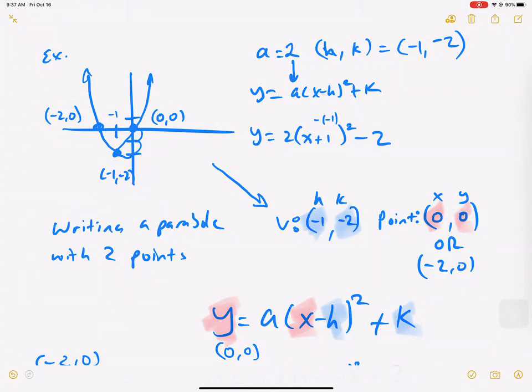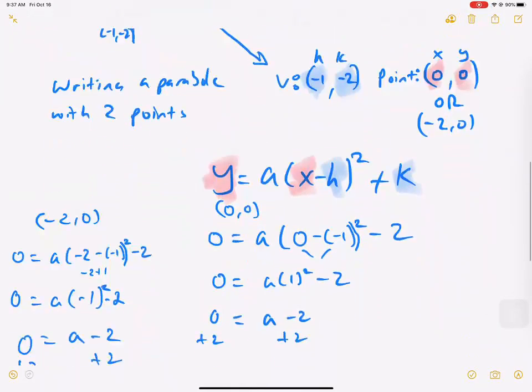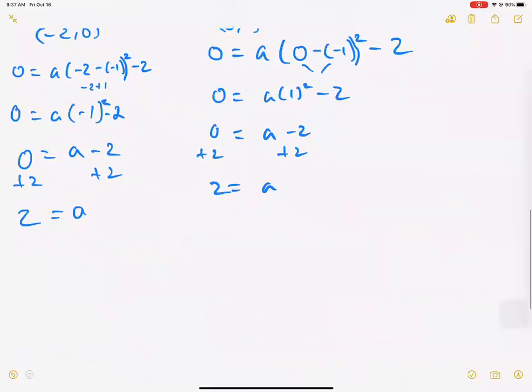Now, we have one more method we're going to cover today, and that's what if they give me none of that? Instead, they give me just the focus. Okay, what if they give me just a focus and the vertex? What am I supposed to do with that?